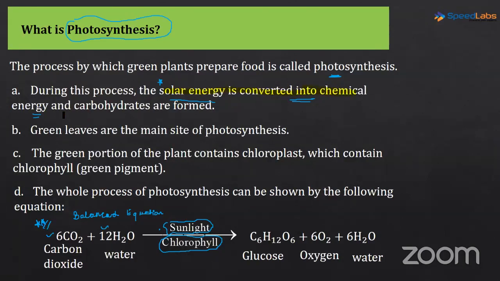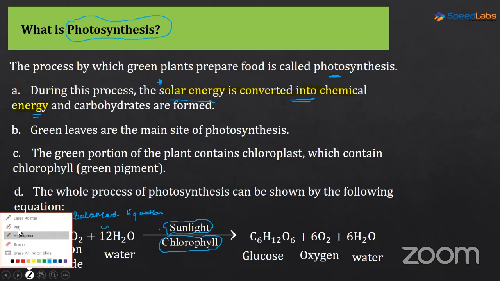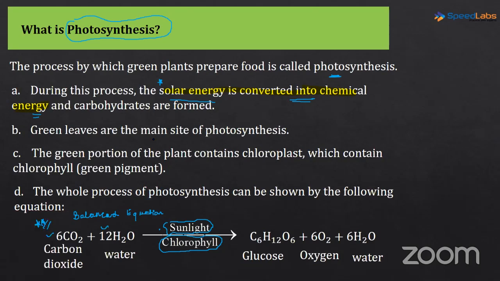This line is very important. It can come in MCQs also. Okay, next is that green leaves are the main site of photosynthesis. The green portion of plants contains chloroplast, which contains chlorophyll pigment.